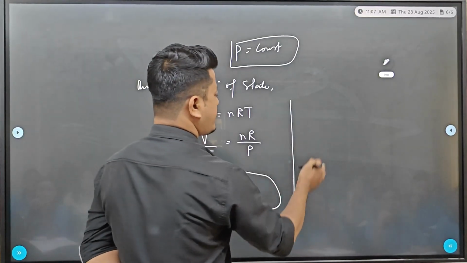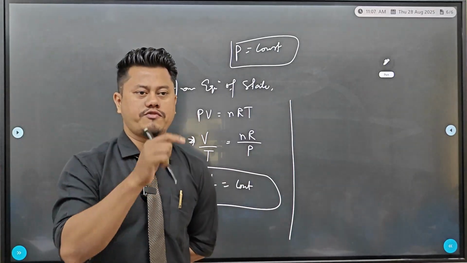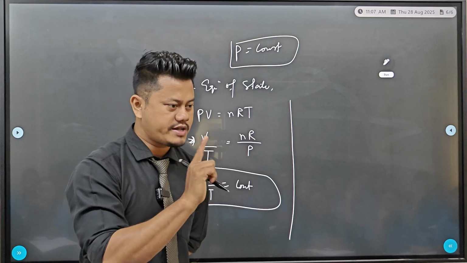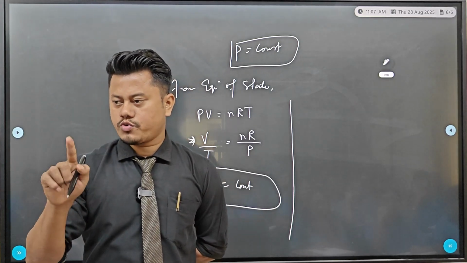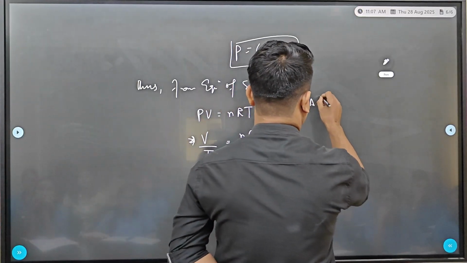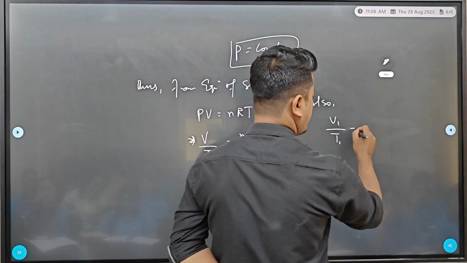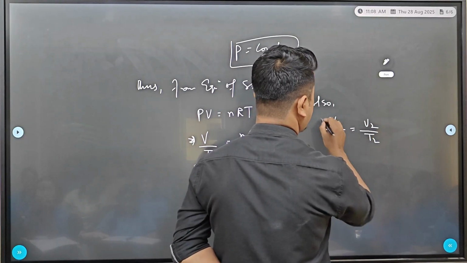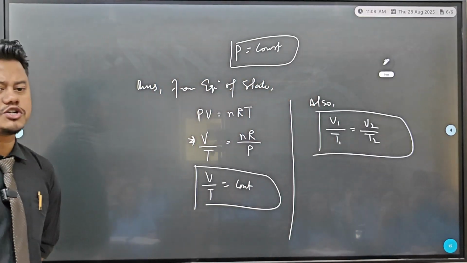If I consider the initial state and final state, let me assume that the gas has V1 as volume and T1 as temperature in the initial state, and V2 as volume and T2 as temperature in the final state. Then this expression can be written as V1 by T1 equal to V2 by T2. Understood or not? This is the equation of isobaric.